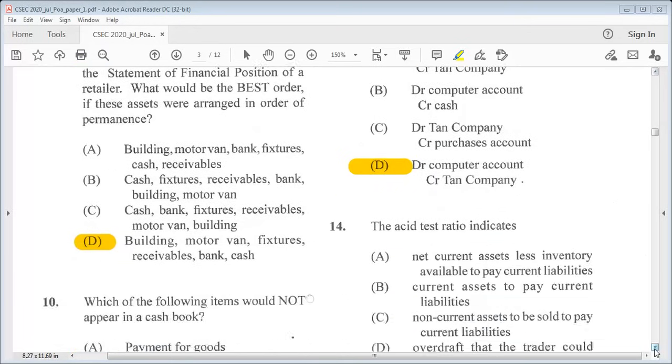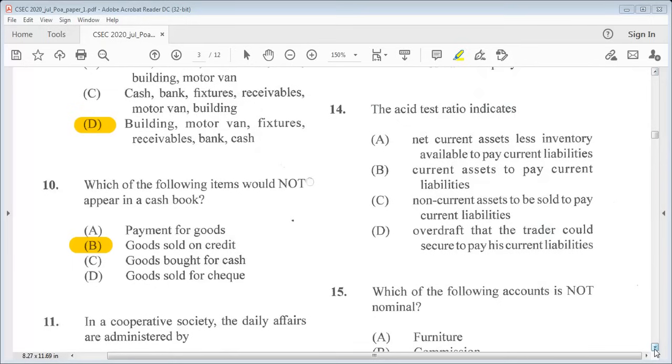Let's go on to number 14. It says the acid test ratio indicates. Now we know the acid test ratio, what do you remember about that? The acid test ratio is a financial ratio that measures the ability of the firm's liquid current assets to pay for short-term debts. So that is what the acid test ratio is.